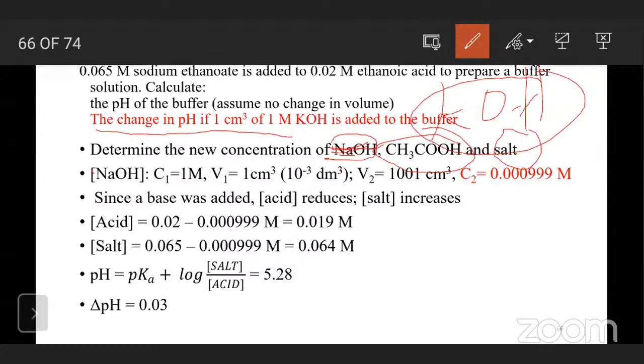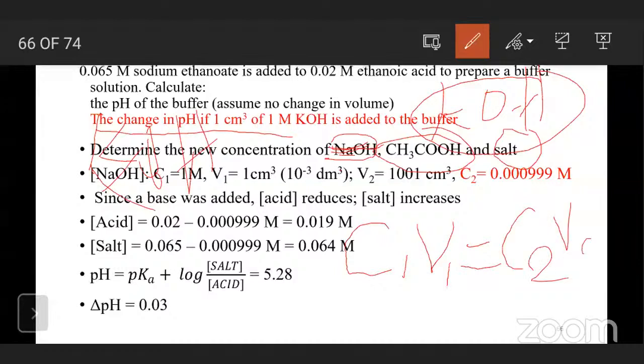For the base part, which is the KOH, remember that some time ago you were introduced to the dilution principle. The principle says that if you have C1, the initial concentration of the solution you're working with, and V1, the initial volume you're dealing with, it will be equal to C2V2.